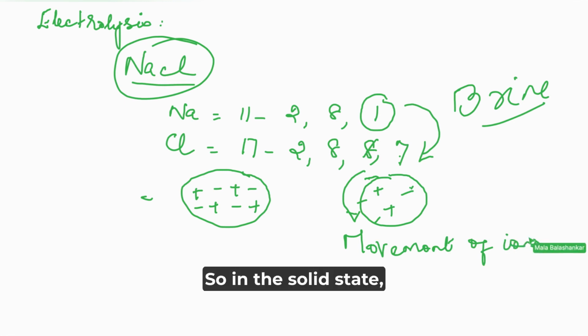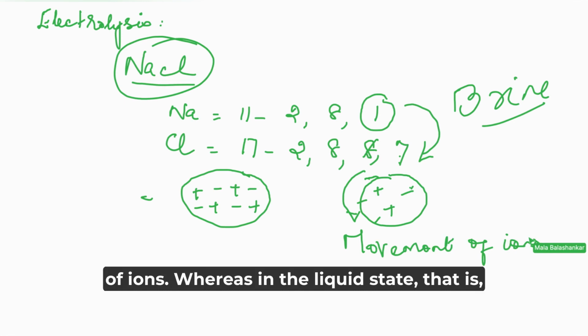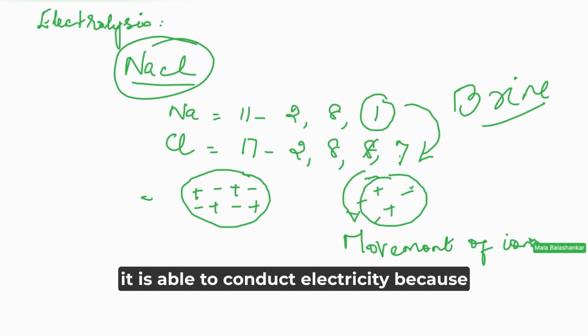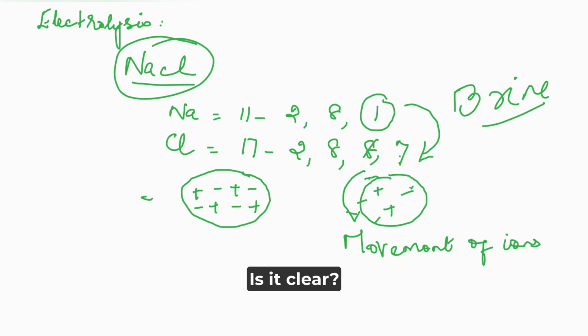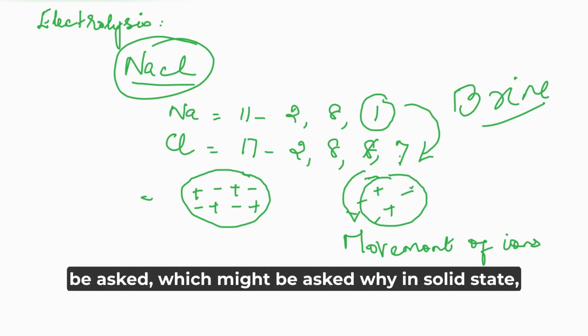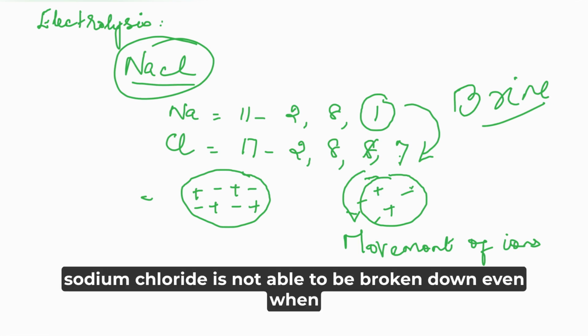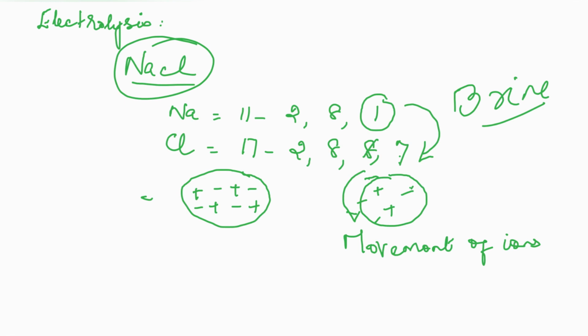So in the solid state, it cannot take place because there is no free movement of ions. Whereas in the liquid state, that is in the aqueous state or in the molten state, it is able to conduct electricity because there is movement of ions. Is it clear? Because this is one of the important questions which might be asked: why in solid state, sodium chloride is not able to be broken down even when electricity is passed through? This is the reason.